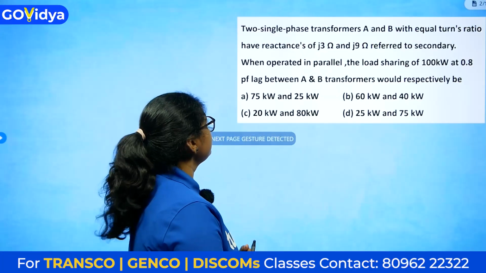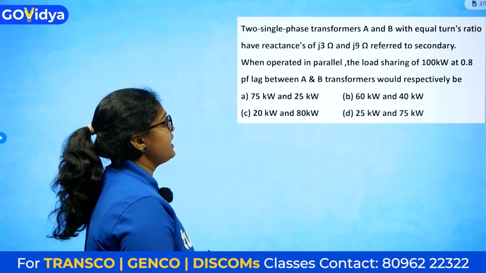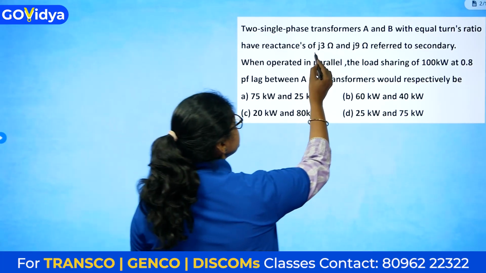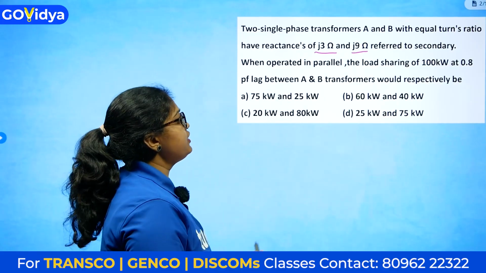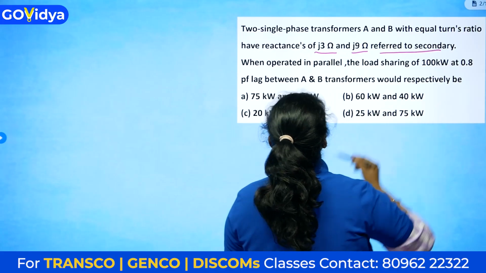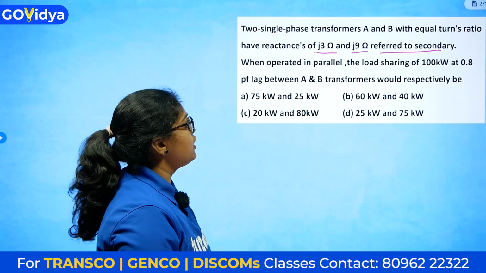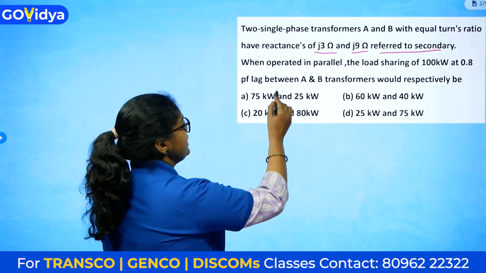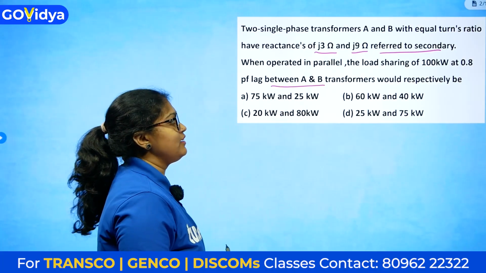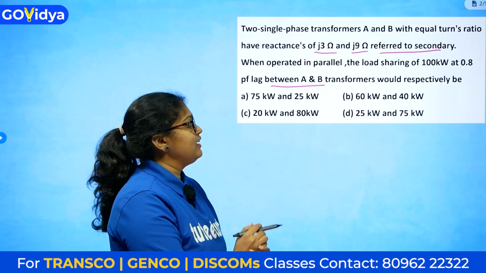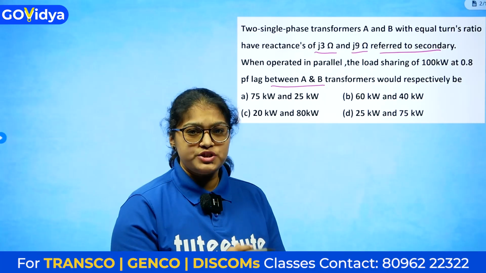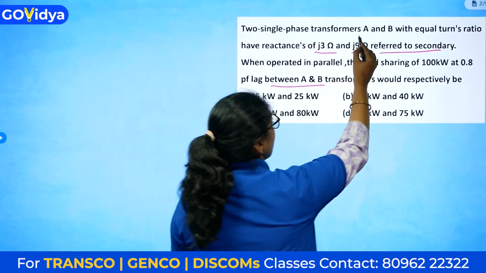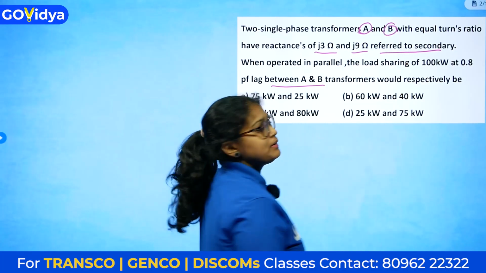If you see the first question, two single phase transformers A and B with equal turns ratio, having reactances of j3 ohm and j9 ohm referred to secondary, when operated in parallel, the load sharing of 100 kilowatts at 0.8 power factor lag between A and B transformers would be respectively. So in this question, they are asking what is the load sharing of transformer A and transformer B.